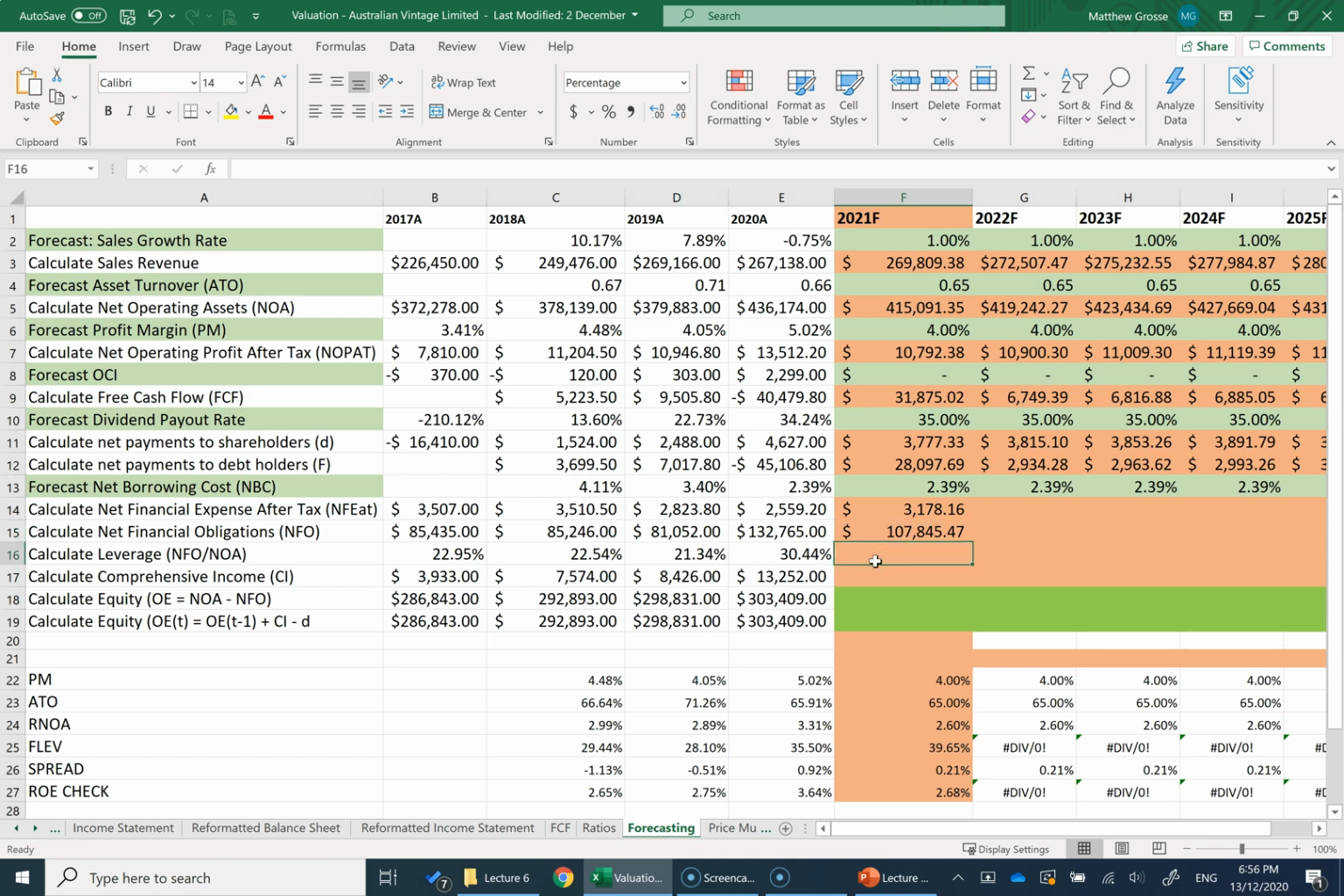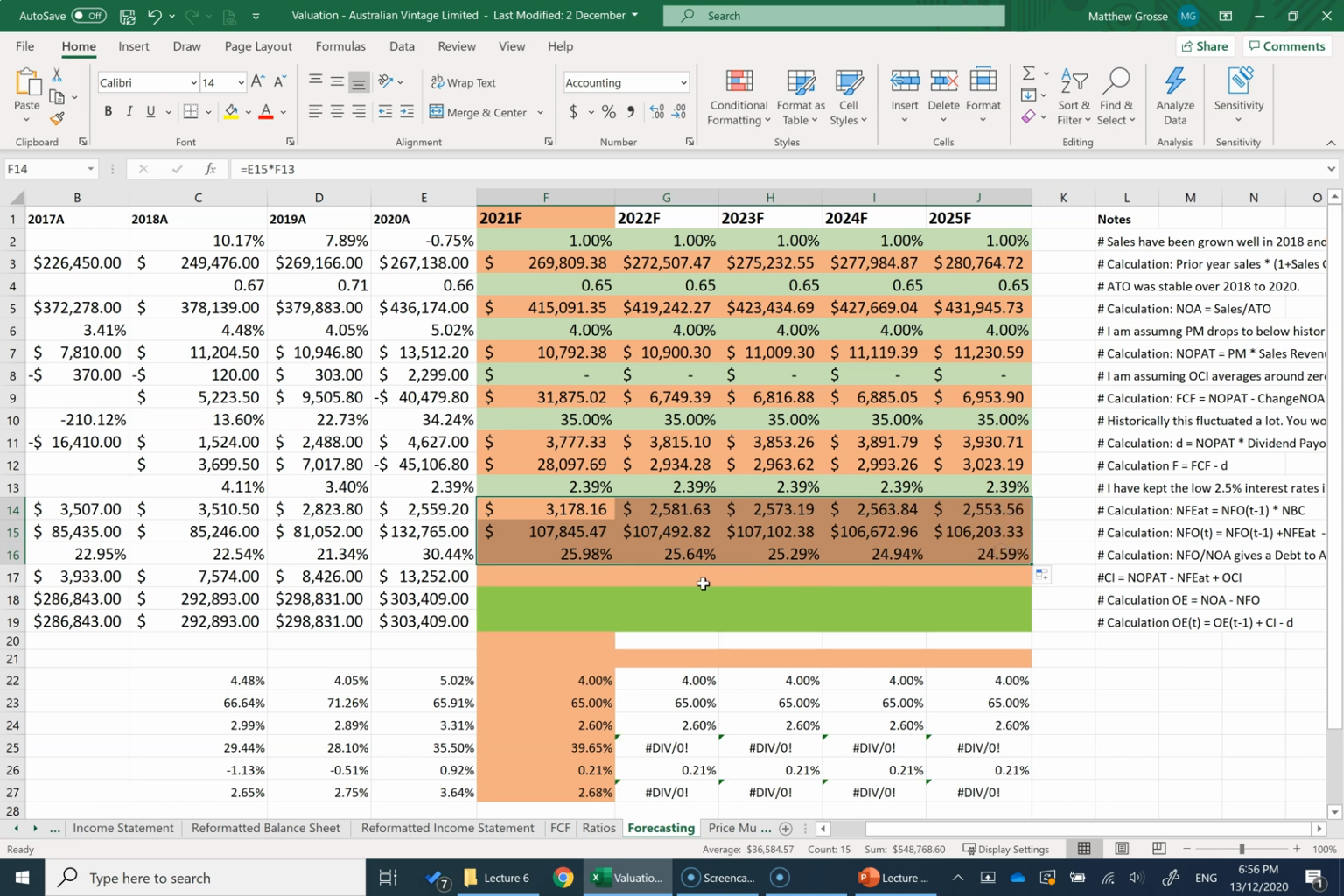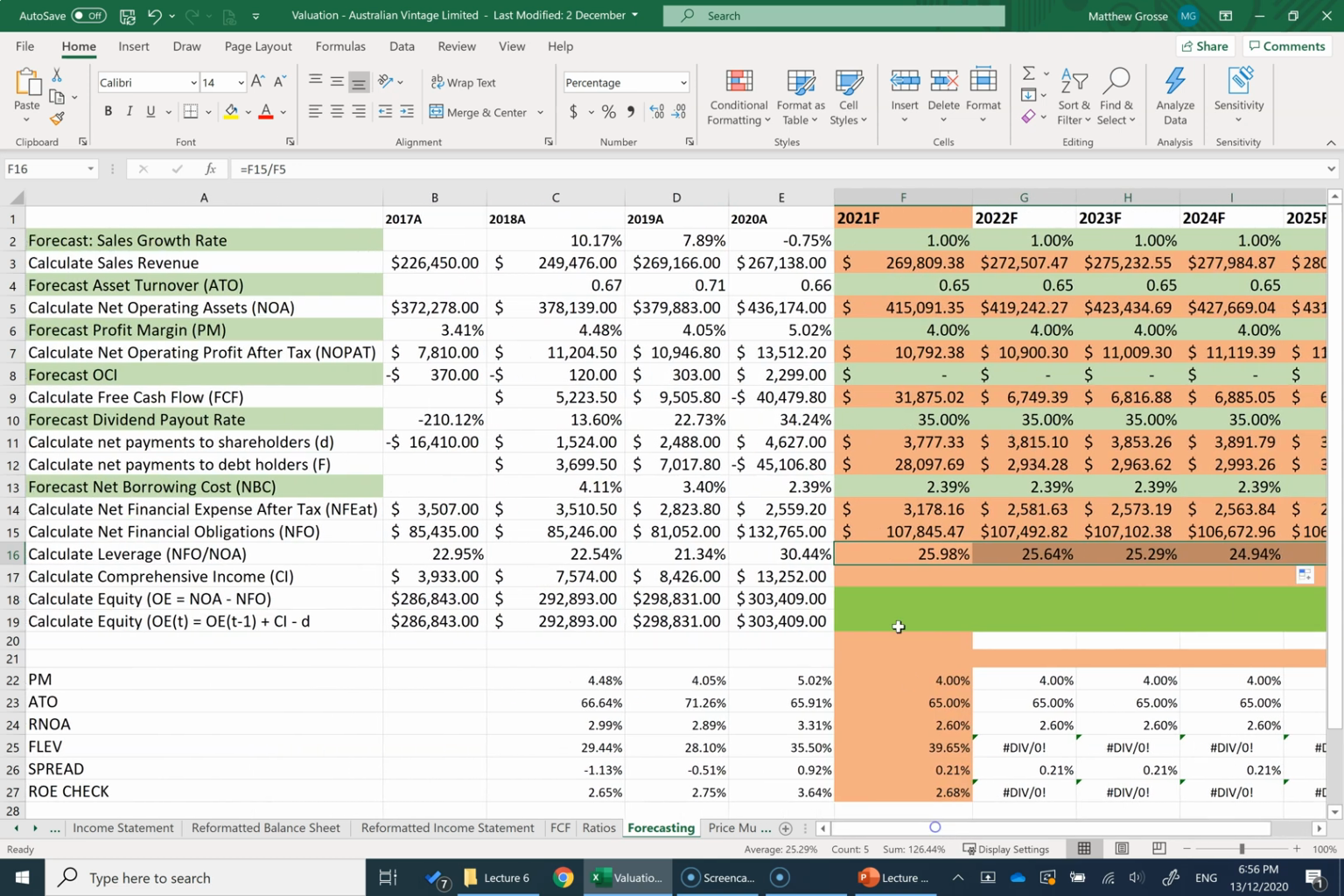I can then calculate the leverage just to see if I'm keeping it stable or within any normal bounds. I can do NFO over NOA, and I'm keeping it at around 25%, which is between the range it's been in the last few years. Now I've done those calculations, I'm going to drag them through to the next few years. I've got a relatively stable leverage forecast going on here. I've been reasonably conservative with my estimates in this company.